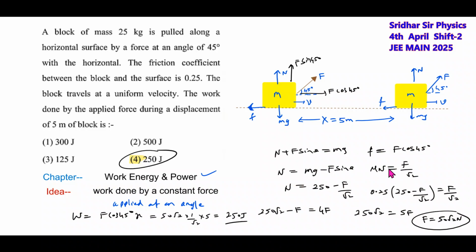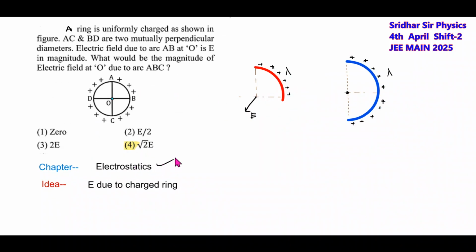Okay, we'll move to the next problem. This question is based on electrostatics. E bar due to the charged arc. A ring is uniformly charged as shown. AC and BD are two mutually perpendicular diameters. Electric field due to arc AB at O is E in magnitude. What would be the magnitude of electric field at O due to the arc ABC? Due to the arc ABC, how much is it?